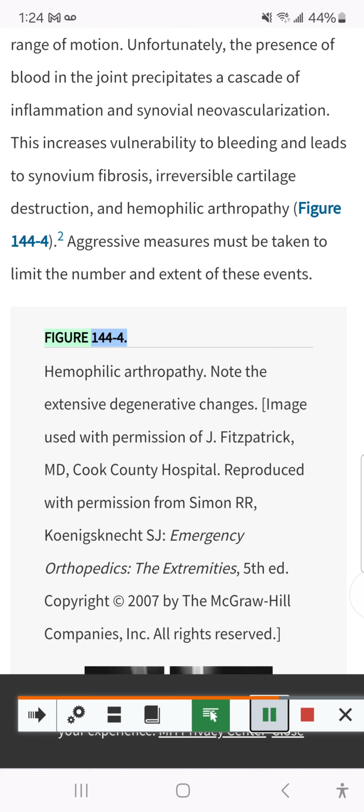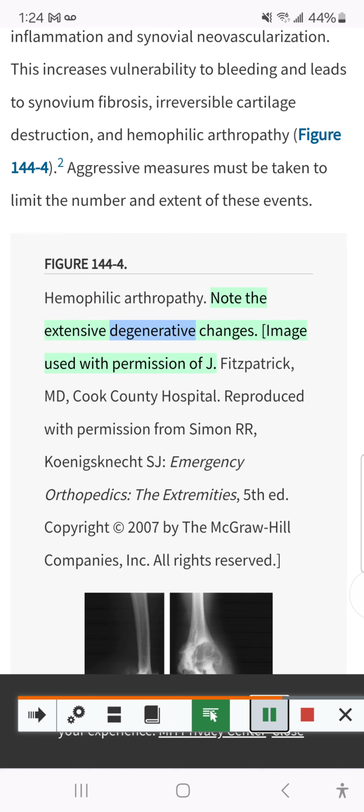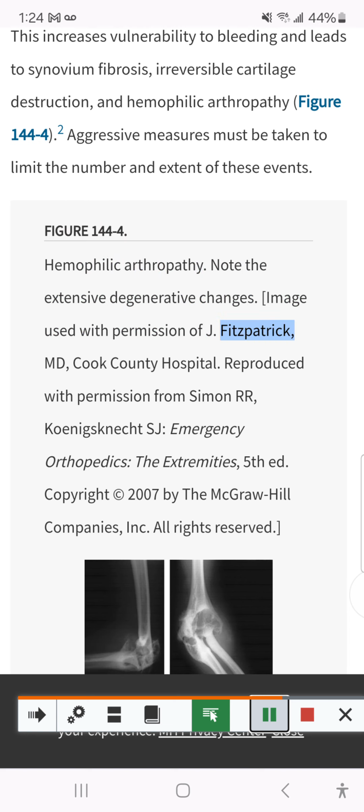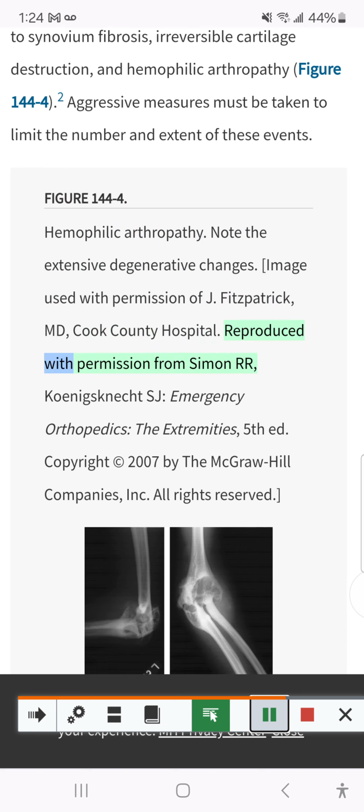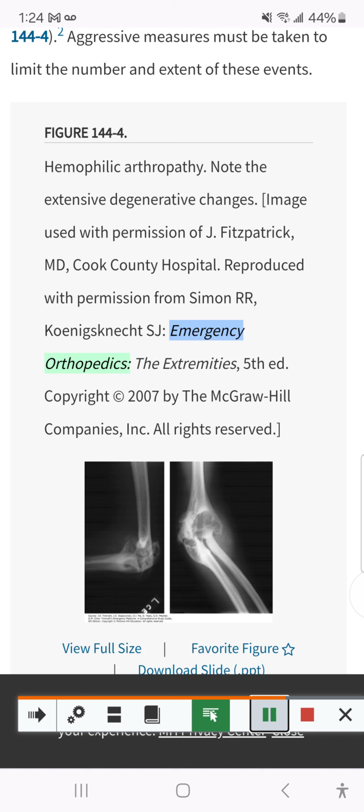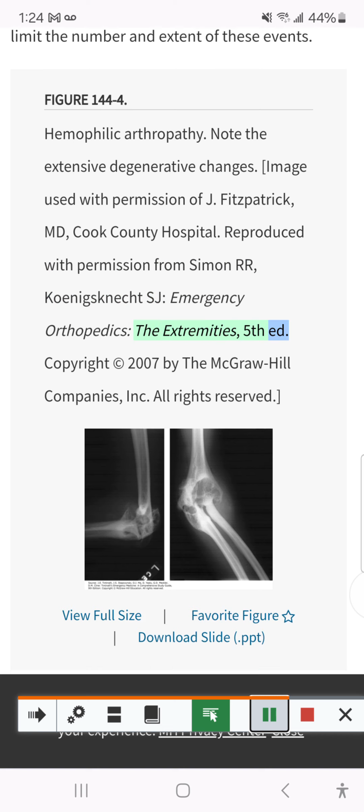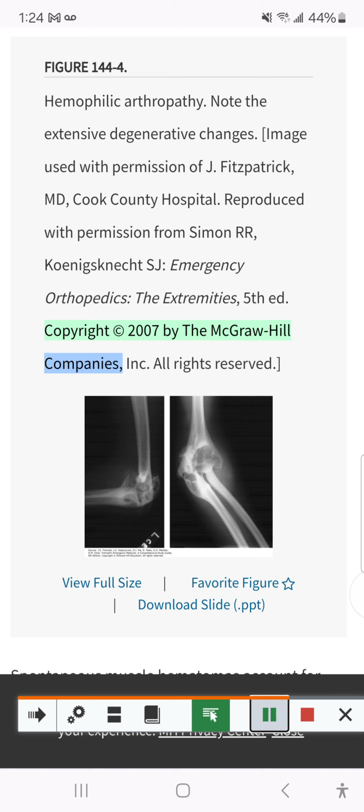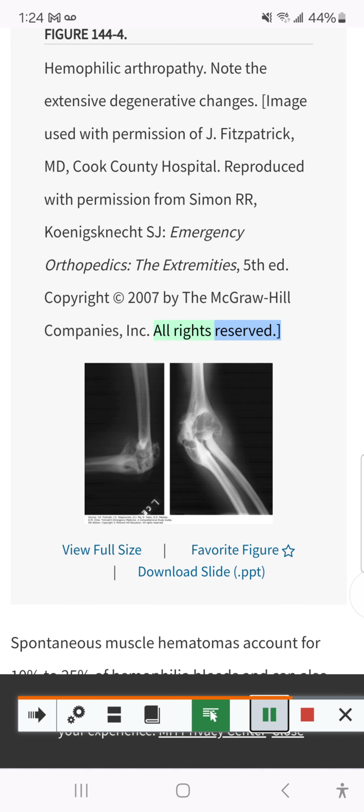Figure 144-4. Hemophilic arthropathy. Note the extensive degenerative changes. Image used with permission of A. Fitzpatrick, M.D., Cook County Hospital. Reproduced with permission from Simon R.R., Knick S.J., Emergency Orthopedics, The Extremities, 5th ed. Copyright 2007 by the McGraw-Hill Companies, Incorporated. All rights reserved. Two radiographs depict changes in the joints due to hemophilic arthropathy.